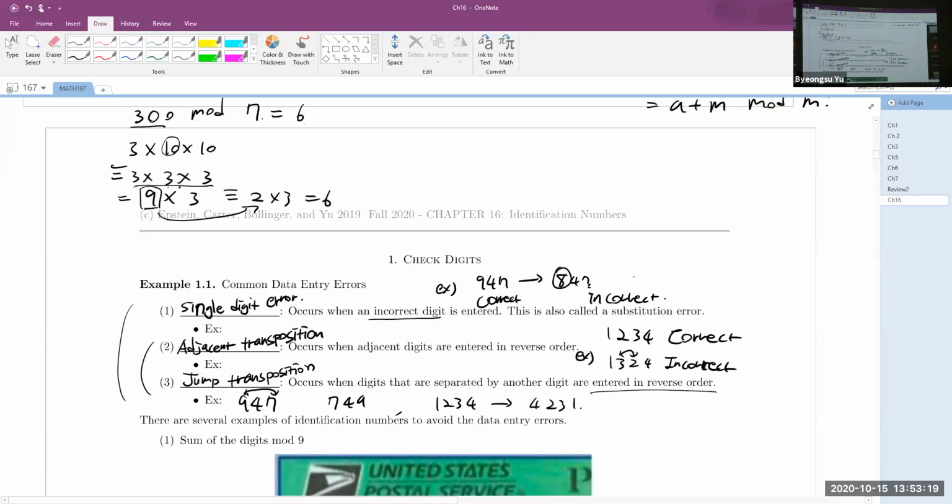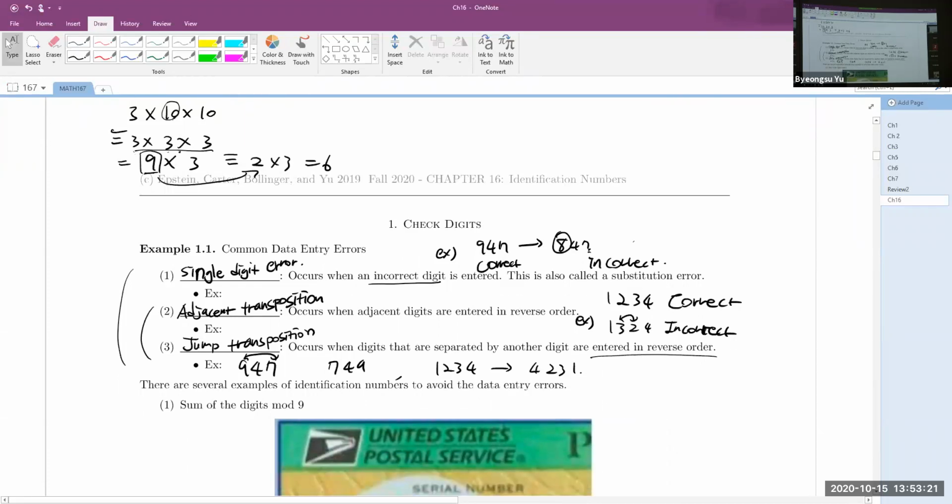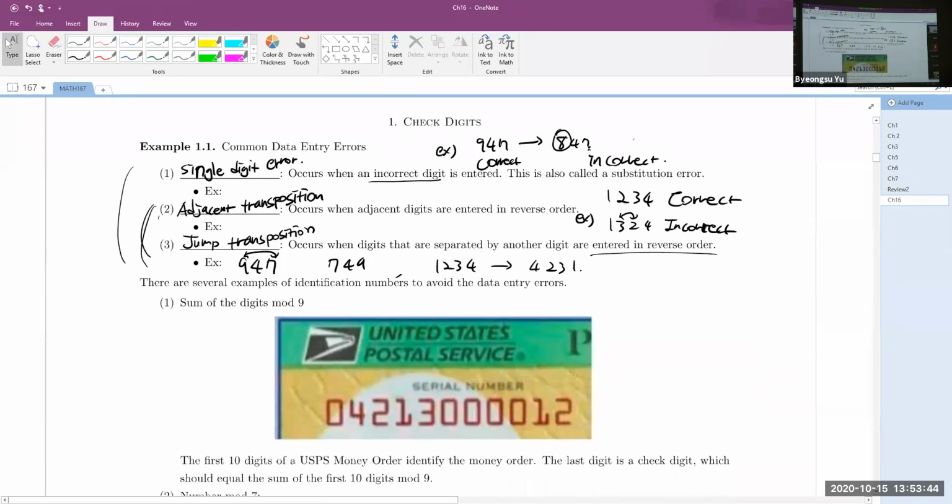I'm not an expert on computers, but if you look up some theory about communication on the internet, then you will know the reason why those are common. But anyway, those are common errors in computers. So that's why we made check digits, to check whether your identification number is correctly made or not, right?